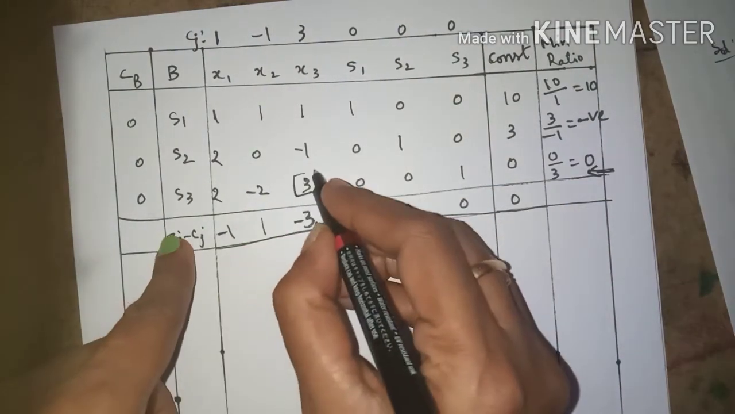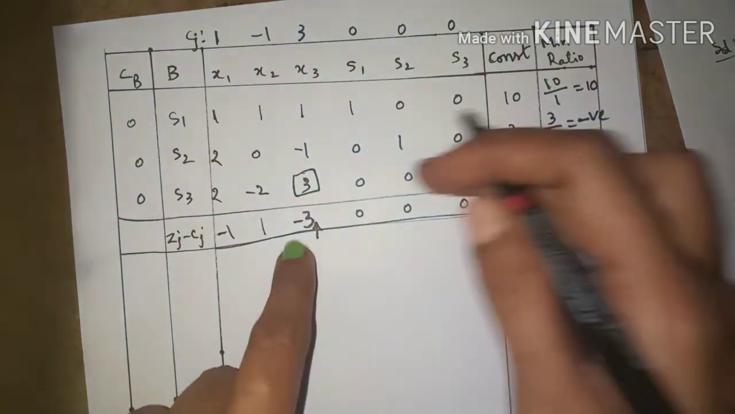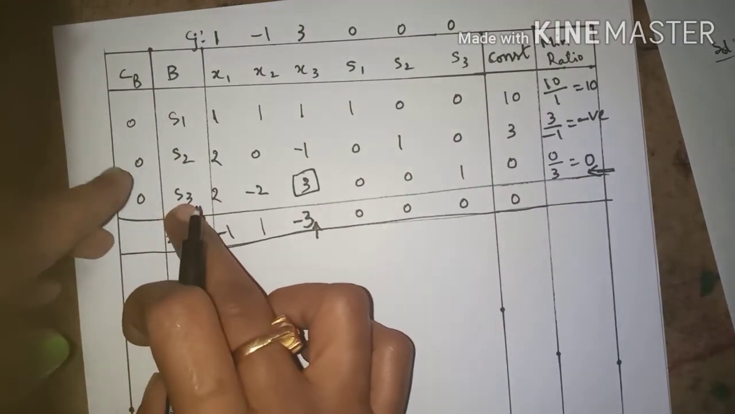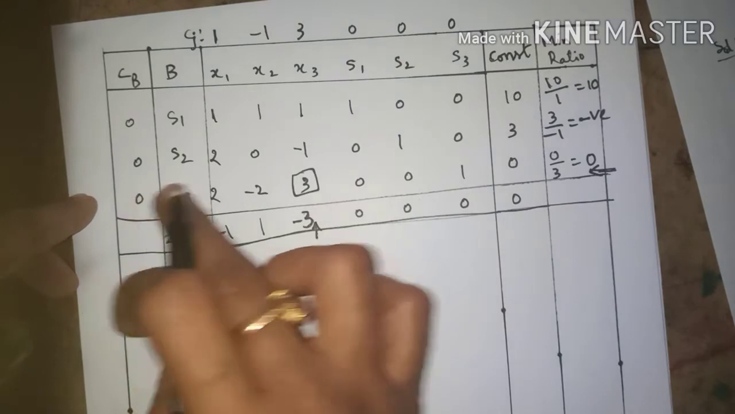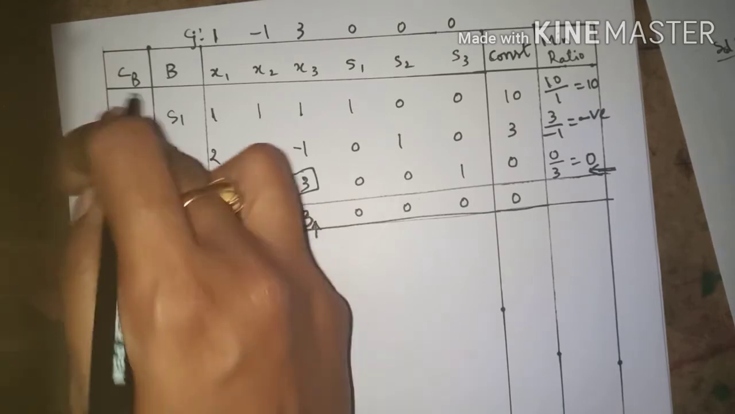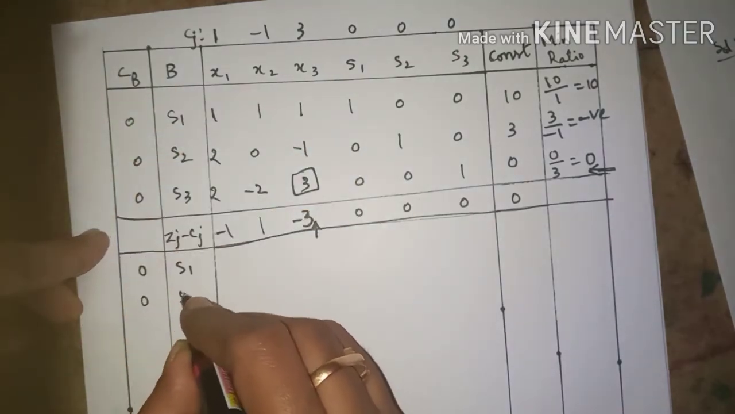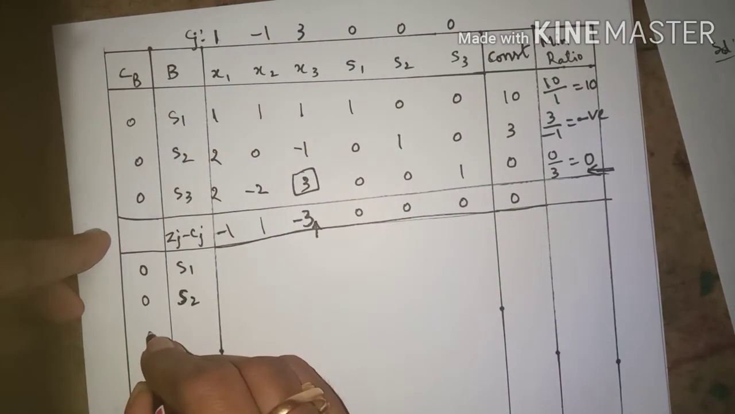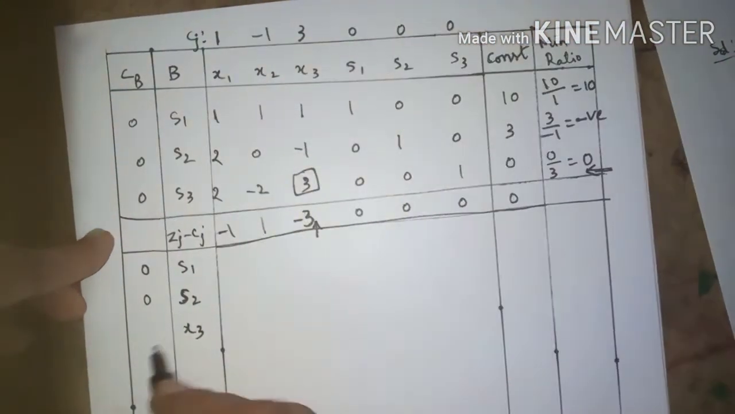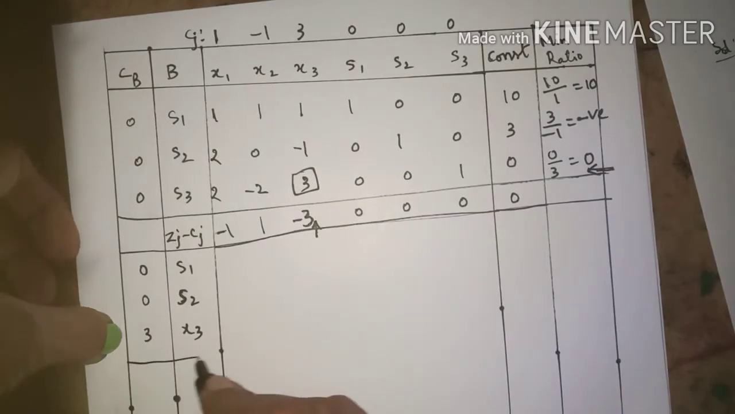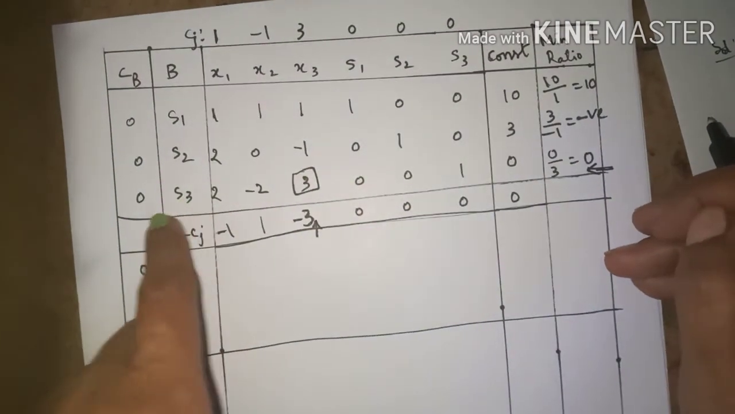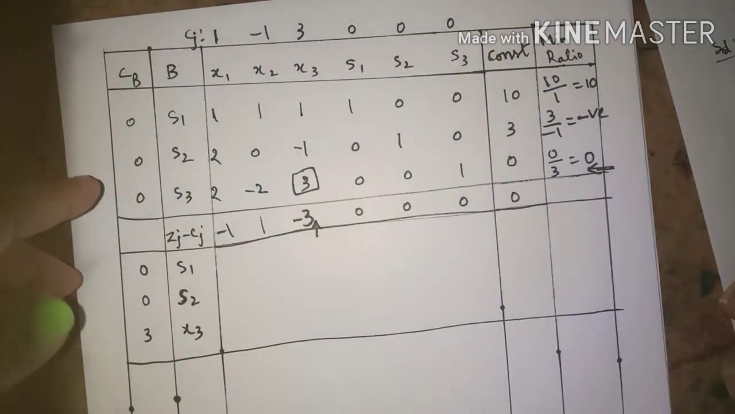The coinciding number is 3. Here, these both coincide, so 3 is the pivot element. S3 is leaving the basis, whereas X3 is entering the basis. Therefore, I will write 0, S1. The first two values I will write as they are, and since S3 is leaving and X3 is entering, I'll write X3 here. Above X3 we have 3, which I will write here, and I will draw one more line like this. Now X3 enters the basis and S3 leaves.